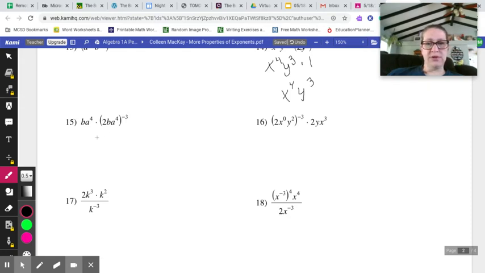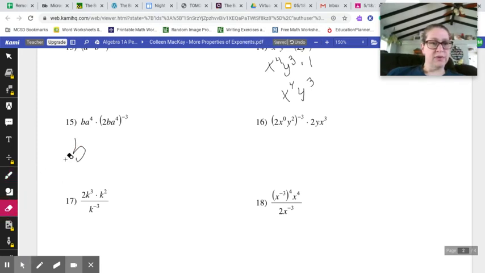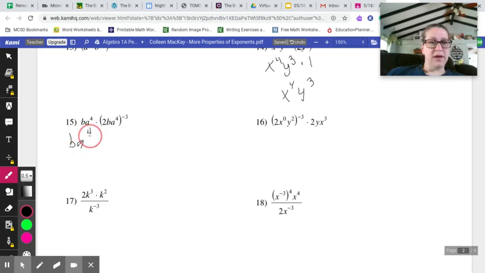Let's try number 15. I have b, sorry about that. Okay. I can't do anything with the first one, b a to the fourth, because I need to multiply the second set of numbers first. So everything is raised to the negative 3 power. So 2 times 2 times 2 is 8, so negative 8. B to the negative 3. A to the negative 12.